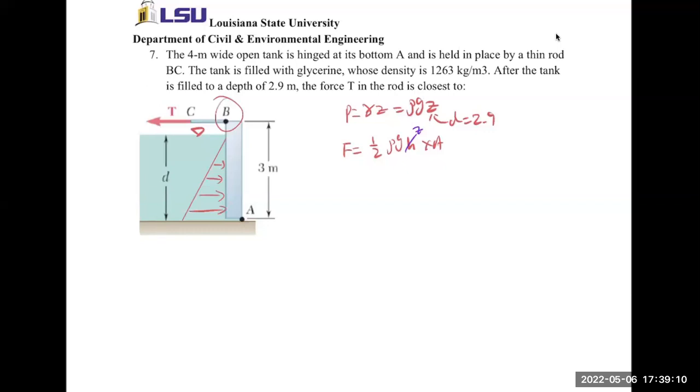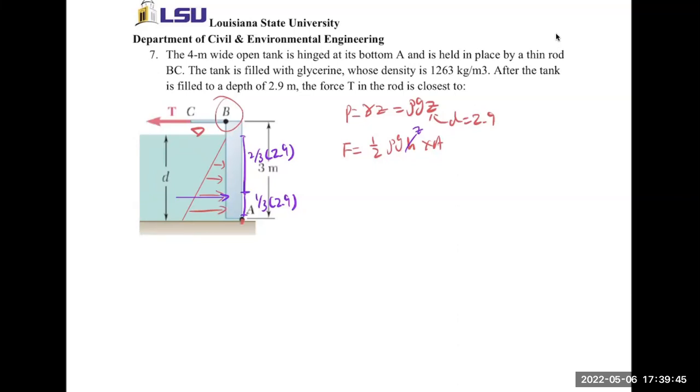So that's the pressure, and we know that if we treat this as a triangular load, then its total load is going to be somewhere right here, which will be at 2/3 of 2.9 meters from the top, and right here is the 1/3 of 2.9 meters. Okay, so like I said, since B is above the free surface, we don't determine the pressure at B because it doesn't have any pressure.